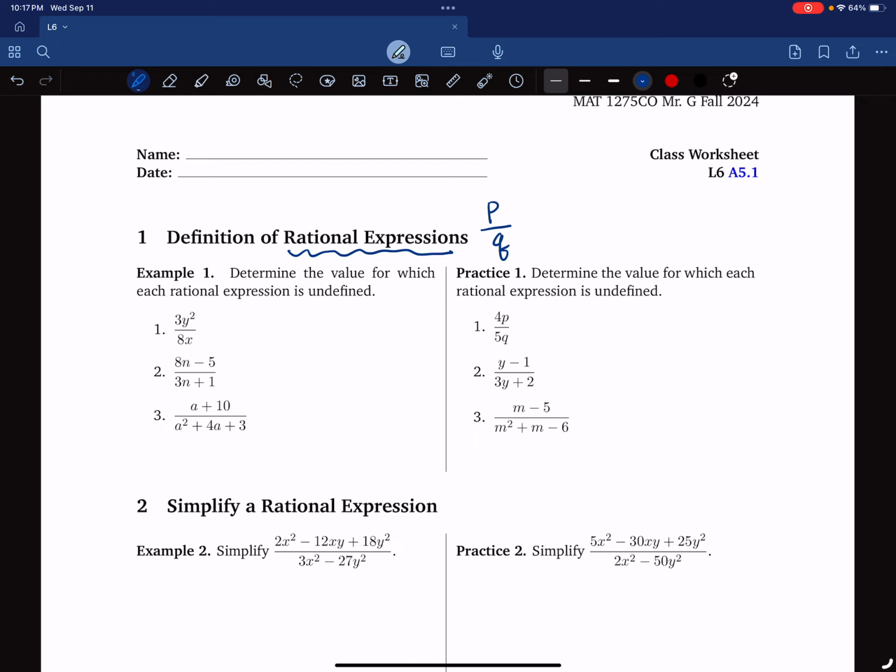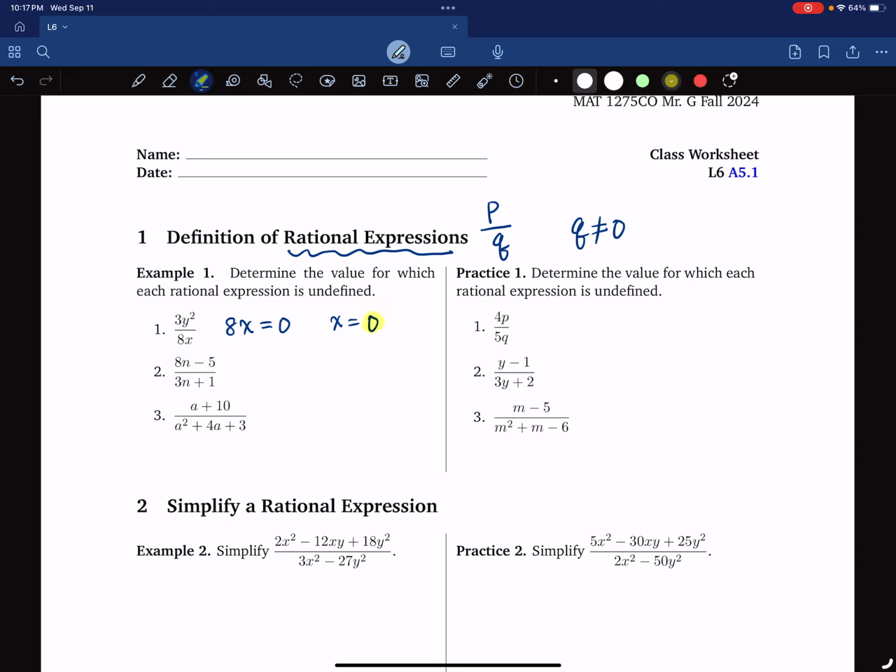Since a rational expression is just a fraction, it has the same restriction. So your denominator Q is not 0. As a result, if we're looking at the first one, you just need to pay attention to the denominator. Make it 0. So in the first one, the denominator is 8x. I make it 0, and if you solve this for x, you divide both sides by 8. We obtain that x is 0. So for the first one, when x is 0, the rational expression will be undefined.